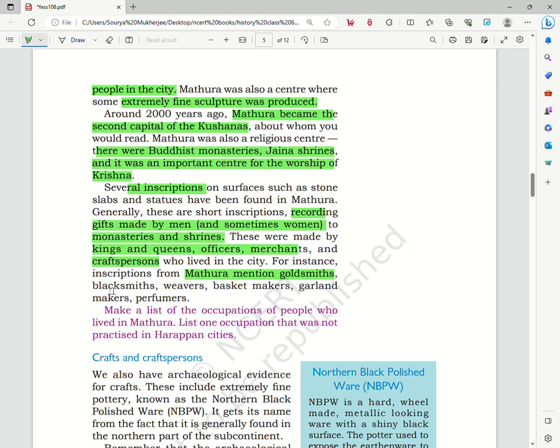So we see that due to Mathura being such an important and old city, several inscriptions that are inscribed on stone slabs, walls of shrines, and statues have been found. These generally record the dates when the inscription was made, and the grants and donations that were given to the different religious monasteries and temples throughout the city. And some of the inscriptions also mention the different types of craftspersons who used to live in the city, such as goldsmith, blacksmith, weavers, basket makers, garland makers, perfumers, etc. And the majority of these donations to the religious sites that we see in these inscriptions were made by the rich kings and queens, the officers and big merchants and large craftspersons and so on.